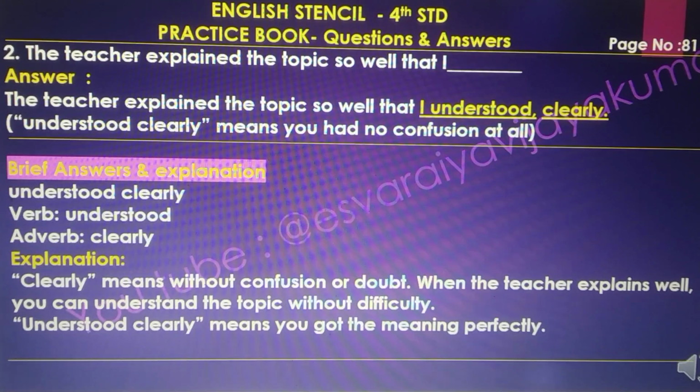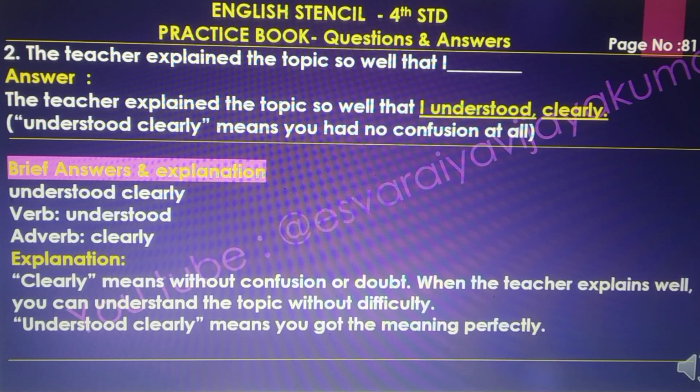And the second one, here directly we can go to the answers. The teacher explained the topic so well that I understood clearly. Understood clearly means you had no confusion at all.